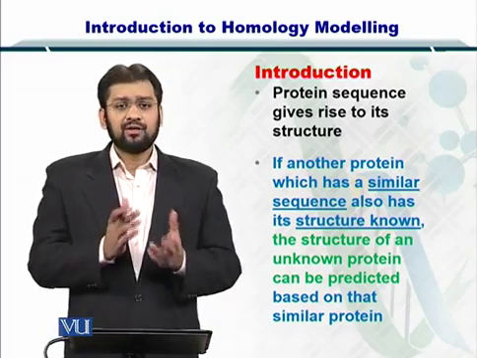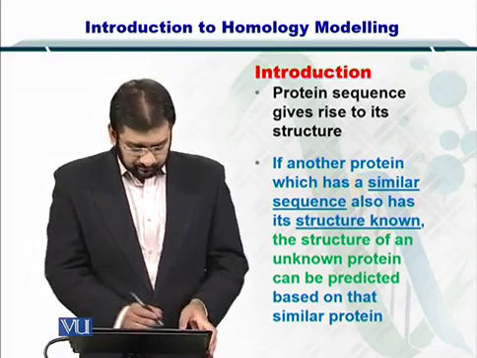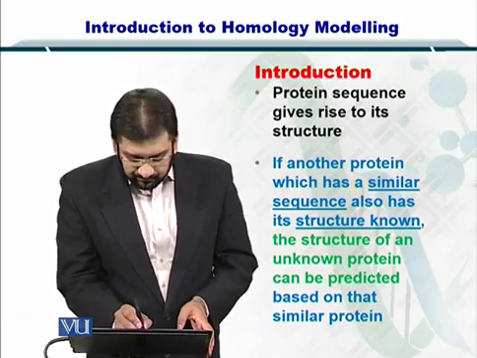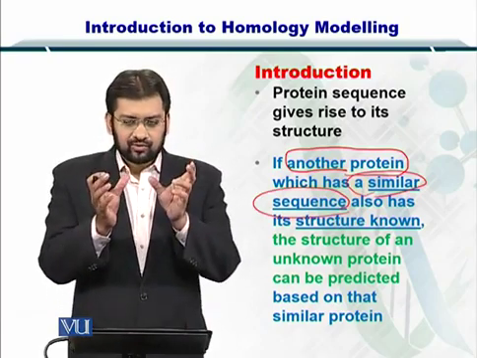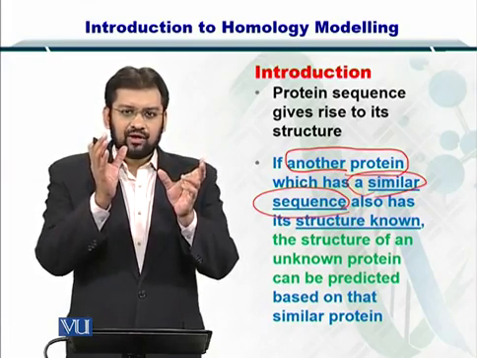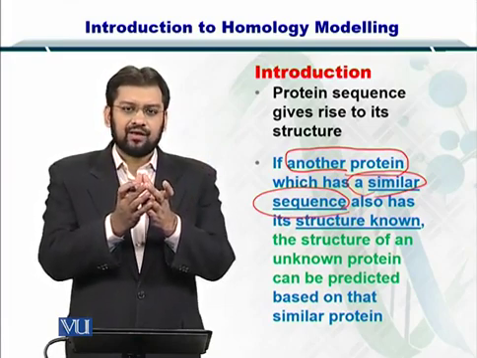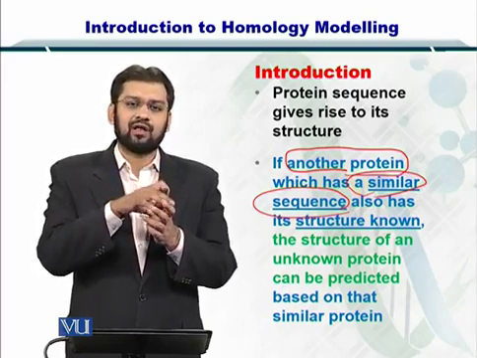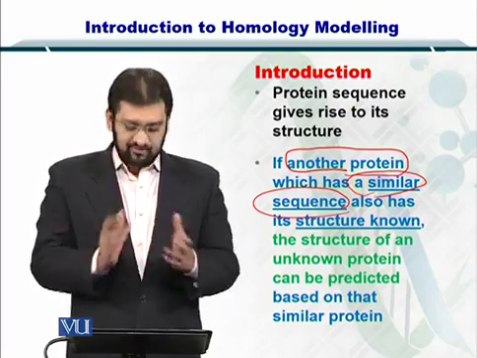So the protein primary sequence gives rise to the structure, that much is known. So if another protein has a similar sequence, right? If you have two proteins, one is unknown and the other one is known, and you take the sequence of these two proteins and compare them, then if this comparison is good, you can talk about the structure of this unknown protein by looking at the structure of the known protein. So this is the idea here.